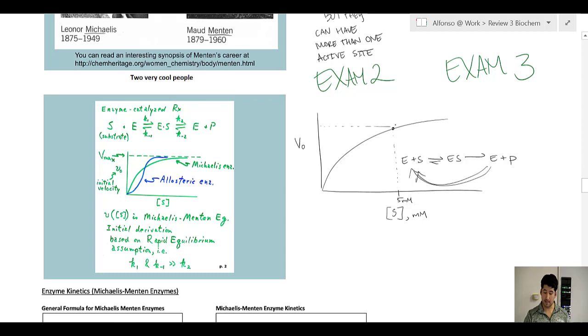What this is measuring is the amount of product that's forming per unit of time. So the enzyme grabs a substrate, forms the enzyme substrate complex, and then you have enzyme plus product. The enzyme goes back to react with more substrate. And that's what we're measuring. So velocity is concentration of product per unit of time. And substrate concentration is the amount of substrate, the amount of molecule that the enzyme is acting on.